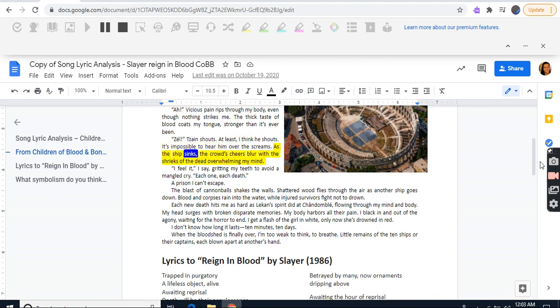As the ship sinks, the crowd's cheers blur with the shrieks of the dead, overwhelming my mind. "I feel it," I say, gritting my teeth to avoid a mangled cry. Each one, each death, a prison I can't escape. The blast of cannonballs shakes the walls. Shattered wood flies through the air as another ship goes down. Blood and corpses rain into the water, while injured survivors fight not to drown. Each new death hits me as hard as Lucan's spirit did at Chaîne Dombée, flowing through my mind and body.